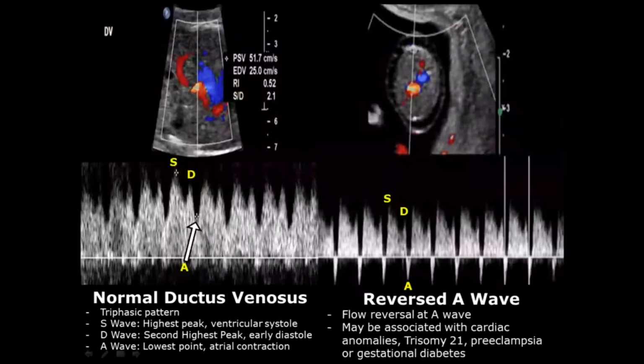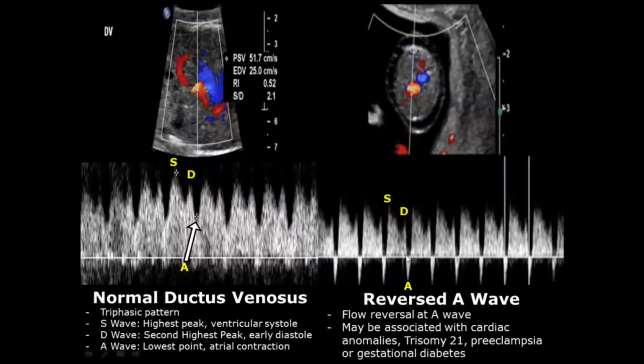Here we have another case of reversed A wave. The A wave is below the baseline, which indicates flow reversal. Now this can be associated with cardiac anomalies, trisomy 21, that is Down's syndrome, preeclampsia, or gestational diabetes.